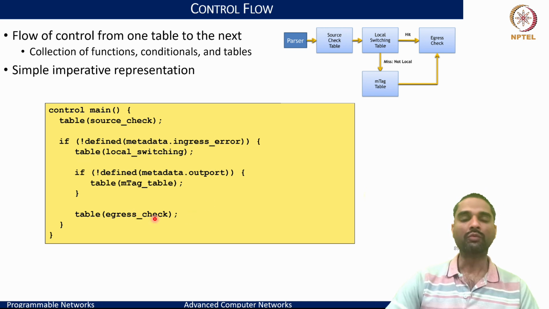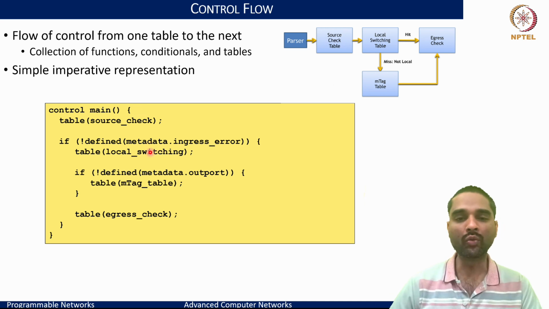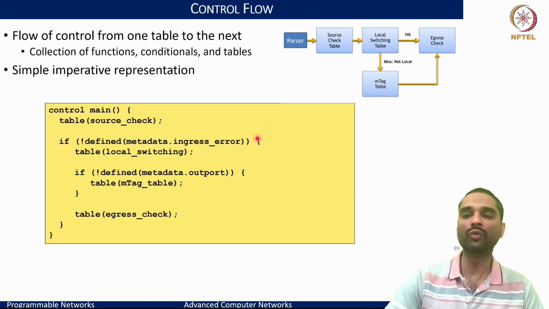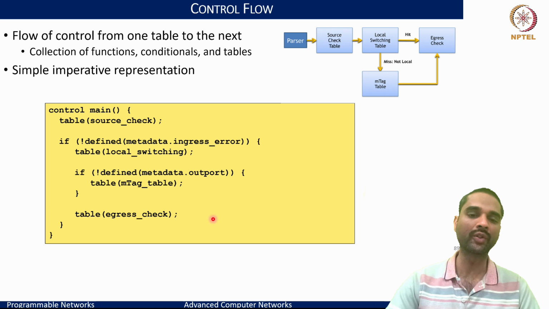So to reiterate, we first started with the table source check, and if everything is fine, that is no ingress error, then we would go with table switching, the local switching table, to do the processing. And again, we are assuming that if local switching happens to be true, then it would have set the output port. And if the output port is not set, then we want to do this mtag table. And either way, this mtag table should now set the output port, and then the last thing we would want to do is egress check.